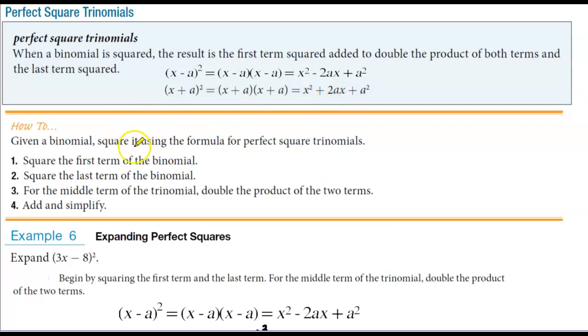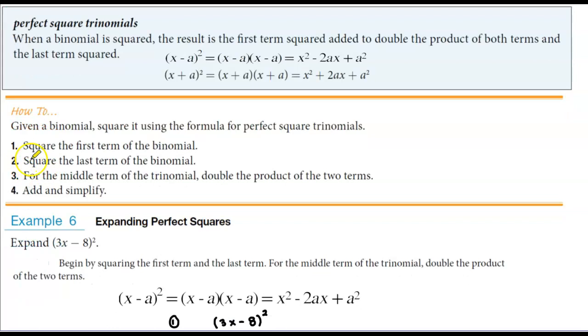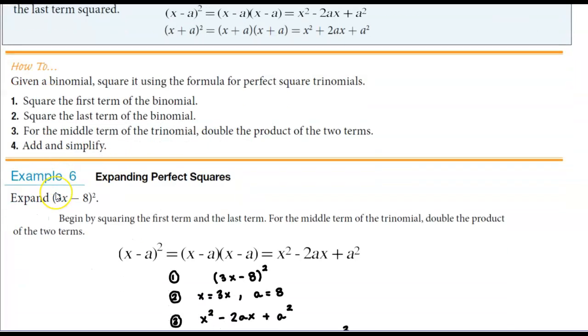Now, given a binomial, square it using the formula for perfect square trinomials. First, we're going to square the first term of the binomial. Number 2, square the last term of the binomial. Number 3, for the middle term of the trinomial, we're going to double the product of the two terms. And number 4, we're going to add and simplify.